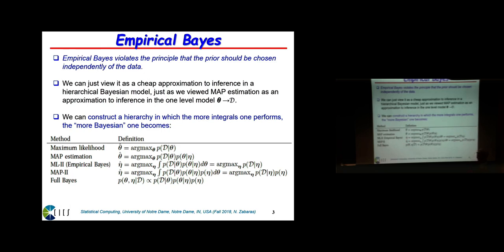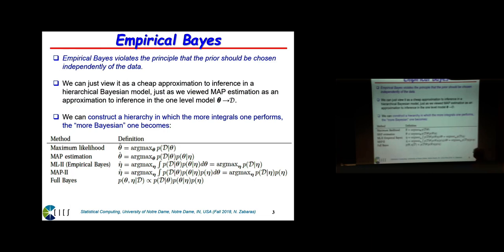And so this table basically summarizes everything you need to know. It's an extremely essential table. So the first line is the MLE estimate, maximizing the likelihood. The second is maximizing the posterior. So here you don't even bother about eta. And the third, which is one of the examples we did, is we use the evidence and we maximize the evidence to compute a point estimate for eta.